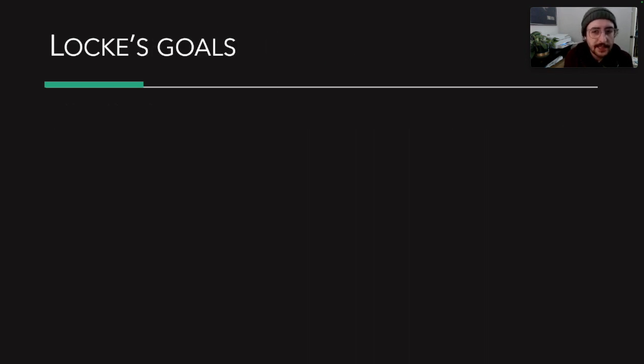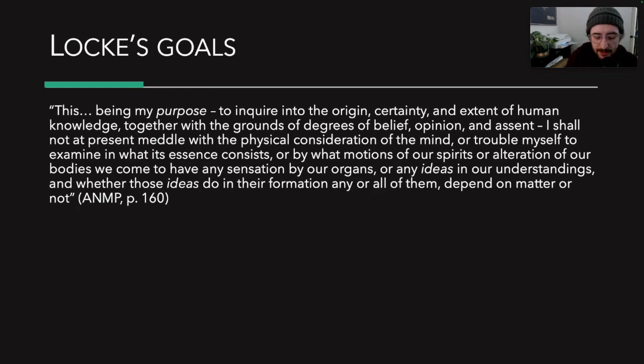Locke's goals in this essay, as he describes them, he says, "This being my purpose," so he's telling you what his goal is. He wants to inquire, he wants to try to gain some insight into the origin, certainty, and extent of human knowledge. So where our knowledge comes from, what we can be certain is true and where that certainty comes from, and how much certainty we can get. What things might forever be beyond our ability to know with any kind of certainty. Now, once we hit that limit of certainty, he also wants to inquire into the grounds of degrees of belief. Instead of talking about what we believe with certainty, what we might believe only with probability, and what evidence might make it rational to believe that something is likely to be true in terms of our opinion and assent.